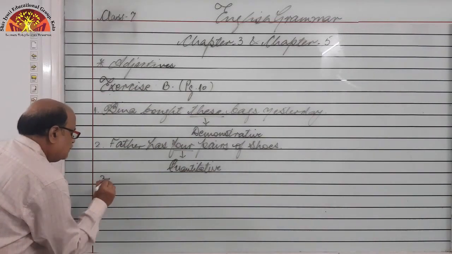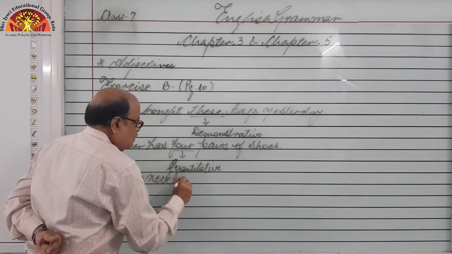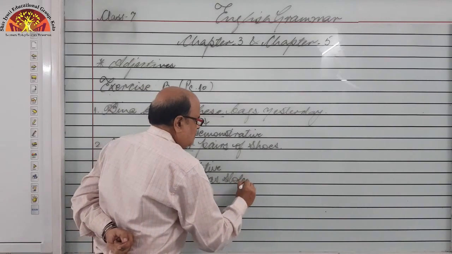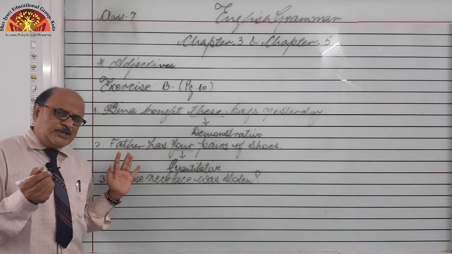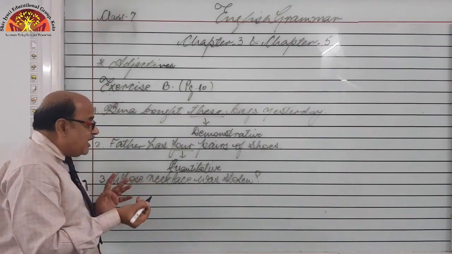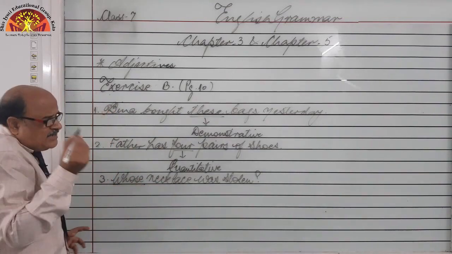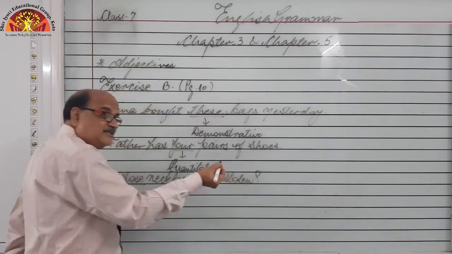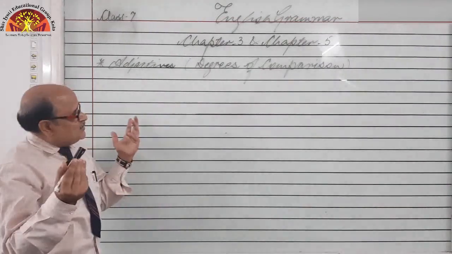Next is, whose necklace was stolen? Tell me, whose necklace was stolen? I'm just asking a question, don't you think? Yes, this is a question. Then what kind of question this is? You can see whose necklace. I'm talking about the person whose necklace has been stolen. So I'm asking a question, simply a question mark, sign of interrogation has been given. So whenever a question mark has been given at the end of any sentence, we can say this is interrogative adjective.